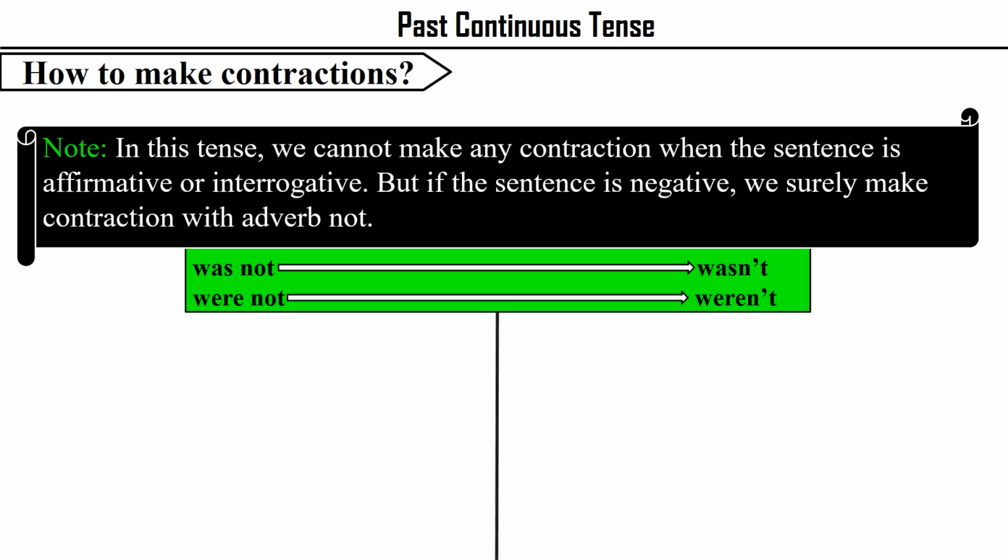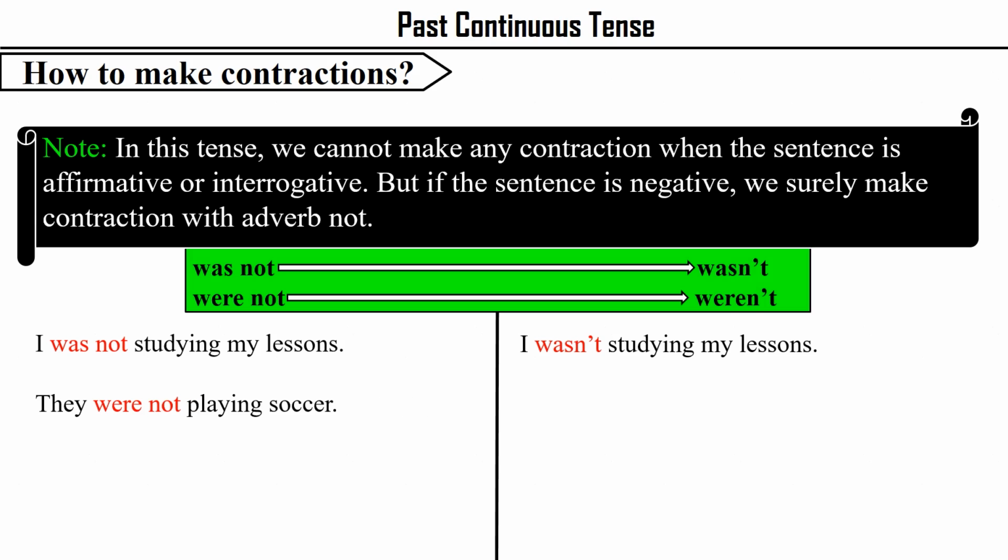For example, I was not studying my lessons. I was not, the complete form, and the contracted form, I wasn't studying my lessons. I wasn't, the contracted form. It is easier and faster to speak. Okay, I wasn't studying my lessons.